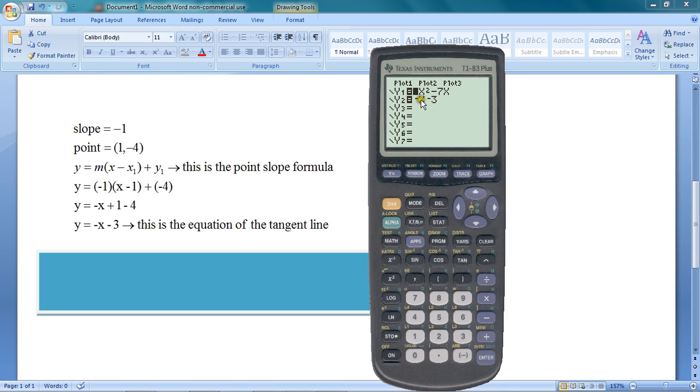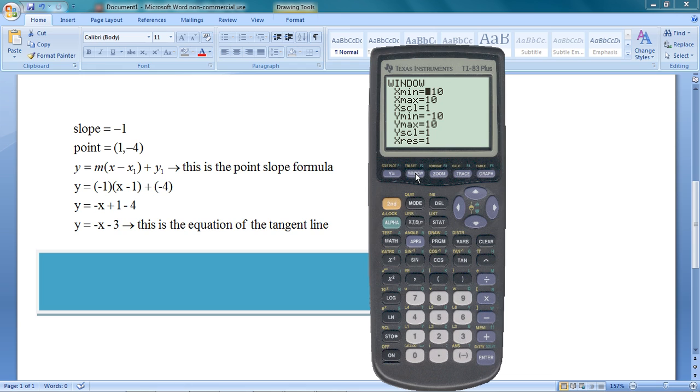This is negative x. Ooh! I put negative x times negative 3, so let's change this to subtraction. And make sure that that works a little bit better. Ah, more like what I was looking for.